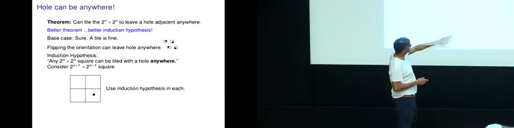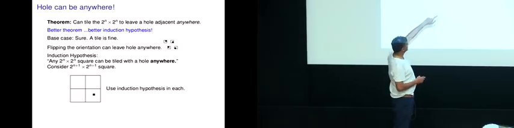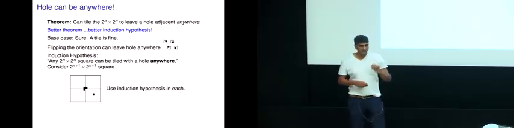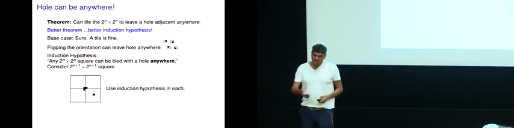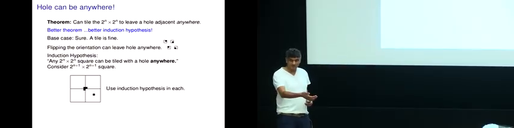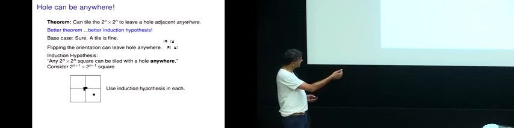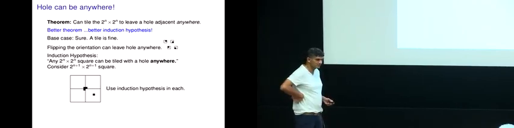Okay, and then what I do is I cut the courtyard into 4 pieces. And then I use the induction hypothesis in each. And in the upper left one, I put the hole in the lower right-hand corner, and the upper right one in the lower left-hand corner, and so on. Because I can now use this induction hypothesis on each of the smaller courtyards and put the hole anywhere, and I can put all the holes over here in this corner. Okay? And now what do I do?